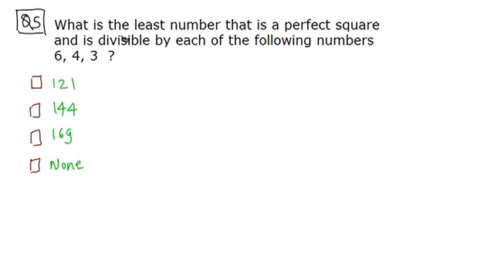Let's solve our last question. What is the least number that is a perfect square and is divisible by each of the following numbers? So if a number is divisible by each of these numbers, then it is anyway going to be the LCM of these numbers. So we'll first find out the LCM of 6, 4 and 3. You can either do it traditionally, calculate the LCM of these three numbers, but if you observe carefully, these three numbers are co-prime numbers. That is, there is no common factor in between them other than 1. And if these numbers are co-prime numbers, we can directly calculate the LCM by multiplying these three numbers.